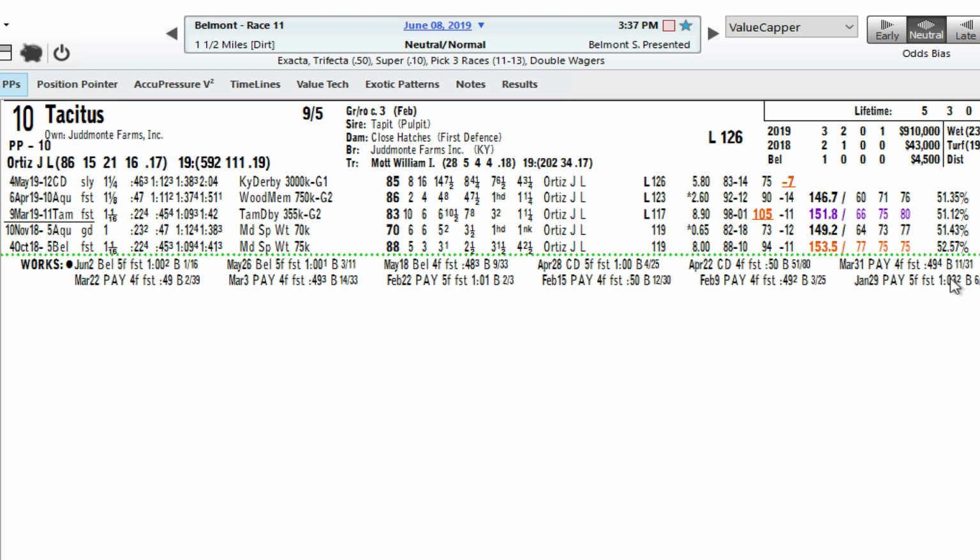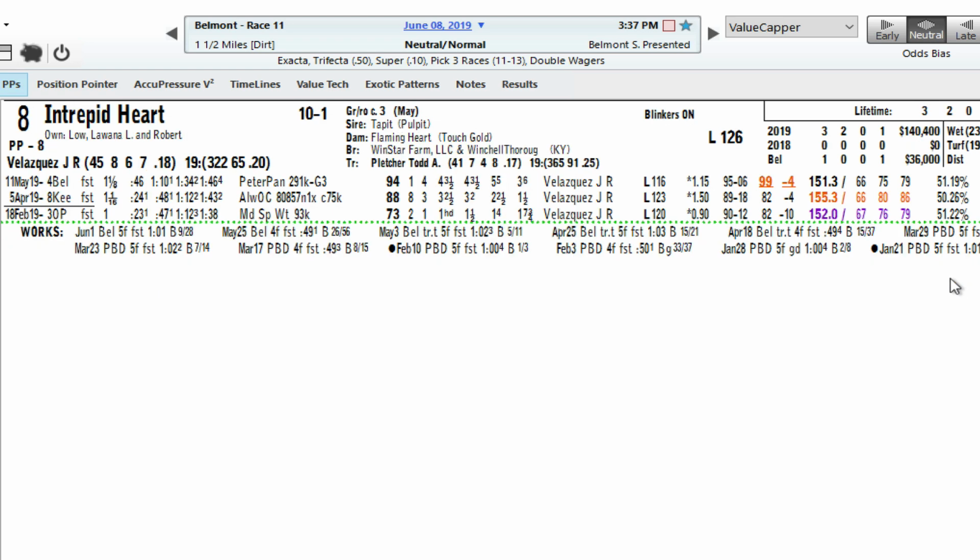Now, it is out of Tapit. You'll hear all this from sages and experts: Oh, Tapit won the Kentucky Derby and the Belmont, and so therefore, and it's Belmont and whatever. Okay, so there's Tacitus. Don't like it at the odds. So okay, I'm kind of biasing myself, if you will.